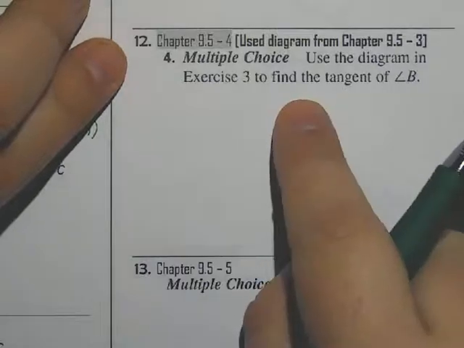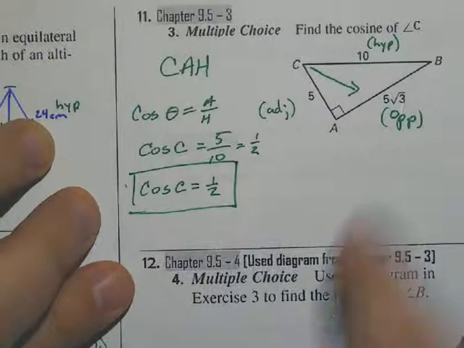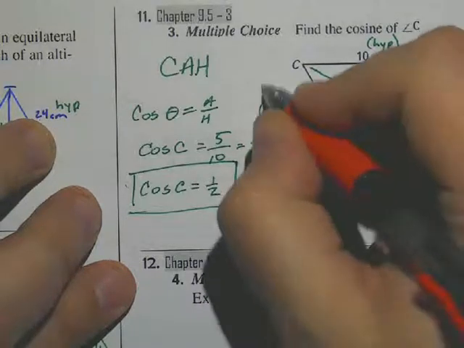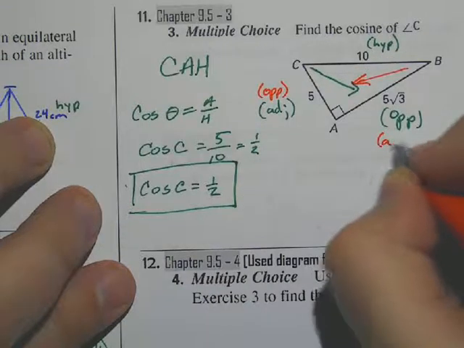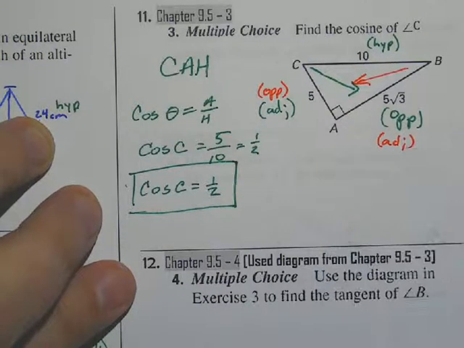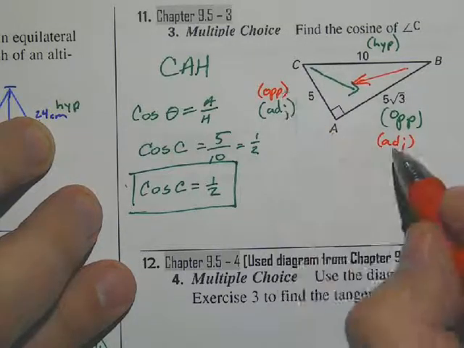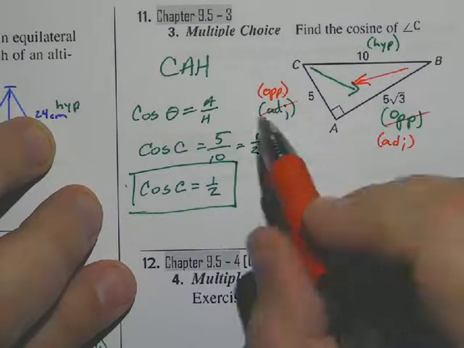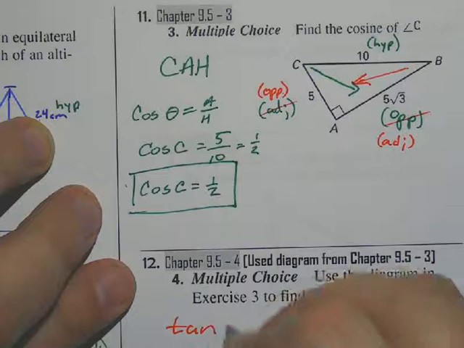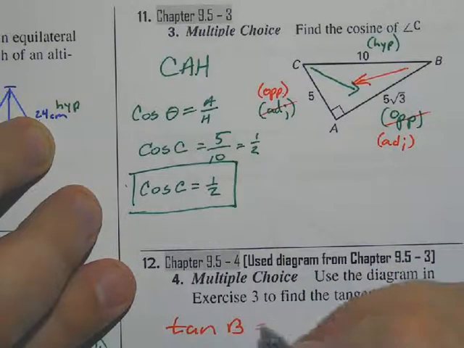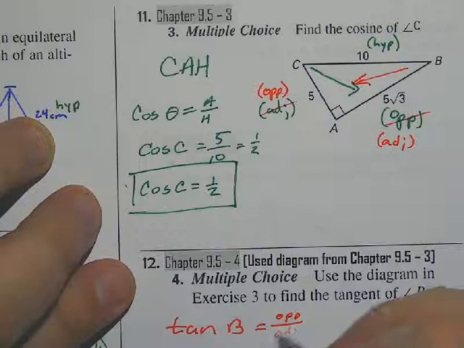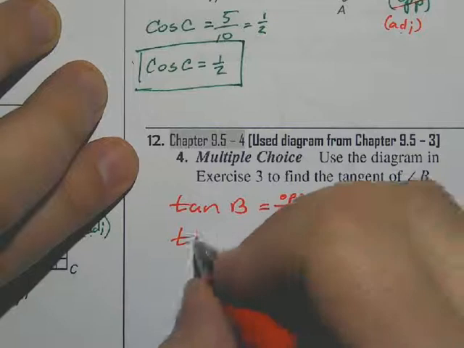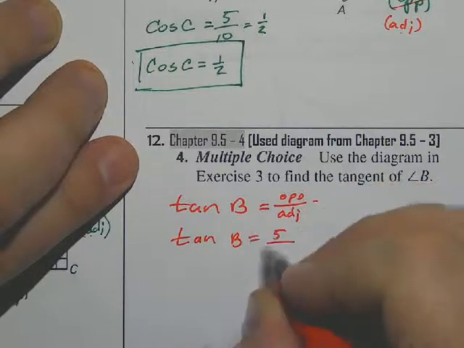Use that same diagram to find the tangent of angle B. So if I go back up here and look at angle B, well, now everything's going to reverse. I'm going to have to use a different color here, because from here, this is now opposite, and this is now adjacent. Hypotenuse stays the same, but tangent should be opposite over adjacent. So I have to make sure I don't use those green ones this time, because I want the B. So tangent of B is equal to opposite over adjacent, which is, tan B equals 5 over 5 root 3.